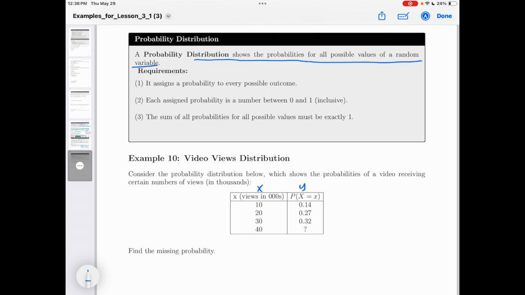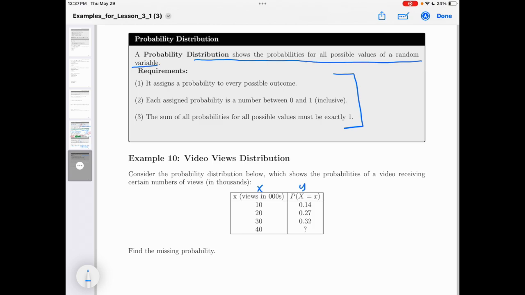Now, there are 3 requirements that you need in order for something to be considered a probability distribution. Here are the requirements. Number 1, it assigns a probability to every possible outcome. In other words, we can't skip anything in our table. It has to have all of the possible outcomes listed.